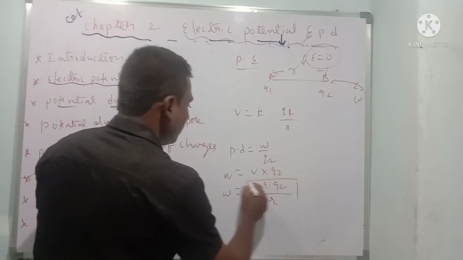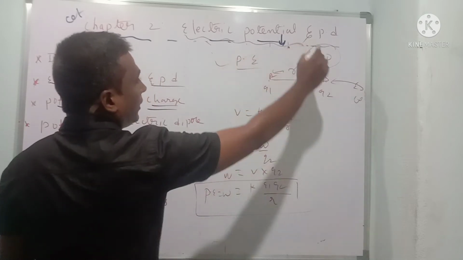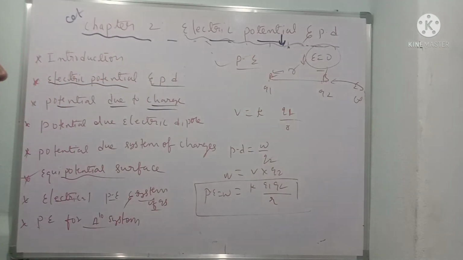So this is the formula for potential energy or the amount of work done in the absence of electric field. Please note down, children.